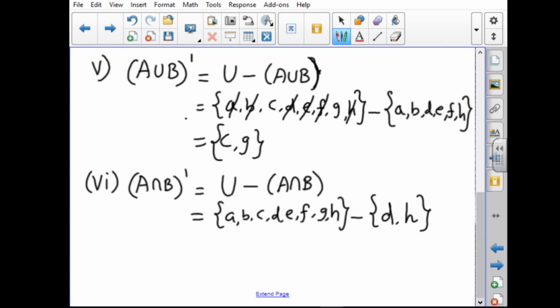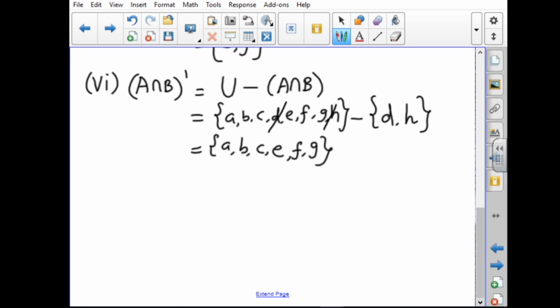Okay. So in the universal set you have to eliminate the values D and H. So what are the remaining elements? A, B, C, E, F and G. These are the elements of A intersection B whole dash.